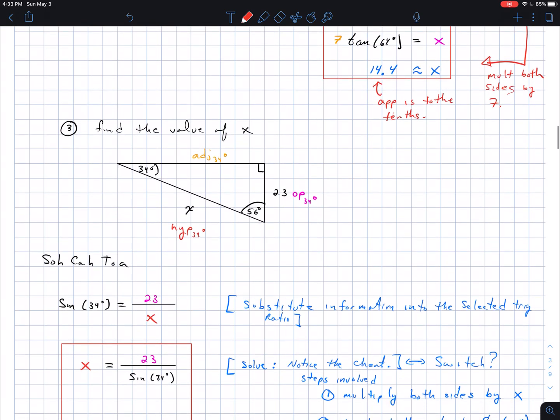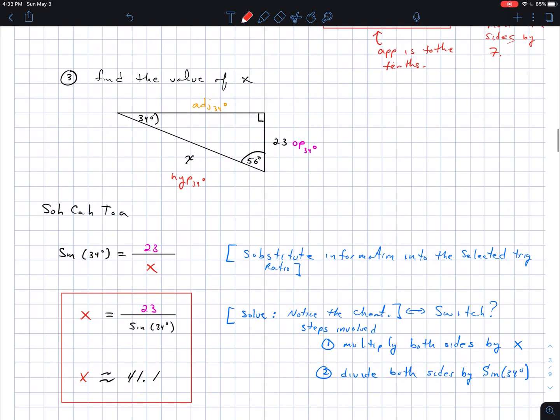Now, example 3. Find the value of x. Okay, we went through the basic steps again. We looked at SOHCAHTOA. We labeled our sides according to a particular angle. Why did I pick 34 degrees? Because I knew that I could get away easier using the sine than anything else, really. And it was easy to see that the opposite side was 23, and the hypotenuse was x.